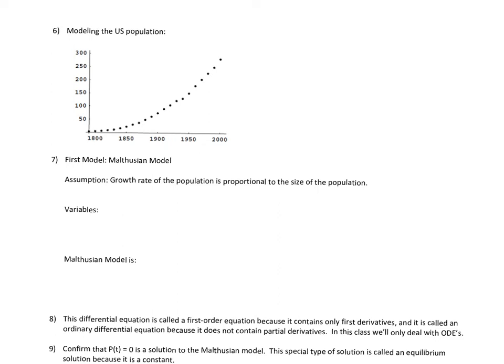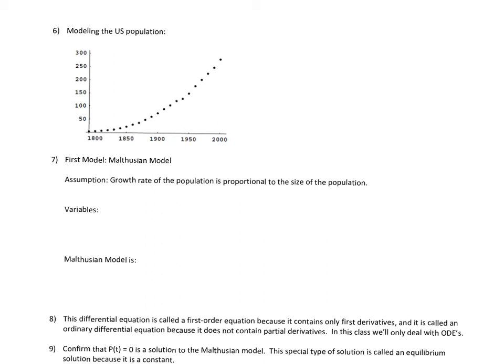So we're going to apply this process to looking at the U.S. population. So I have some data points for the U.S. population from 1800 to 2000. The first model we're going to look at is called the Malthusian Model. And the Malthusian Model is a model that has a special assumption. So the assumption is that the growth rate of a population is proportional to the size of the population. So as the size of the population gets bigger, the speed at which the population grows gets faster.